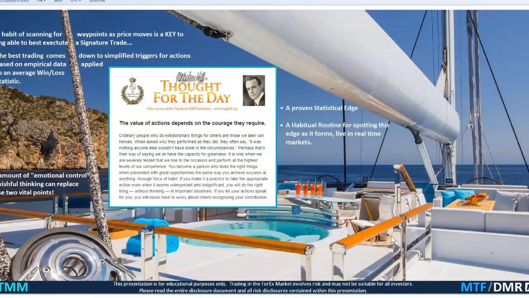So the first one is a proven statistical edge, right? Based on the win-loss, right? And then the second one is a habitual routine for spotting this edge as it forms, live in real-time markets. So there are two separate disciplines here. I hope you're understanding how separate they are.